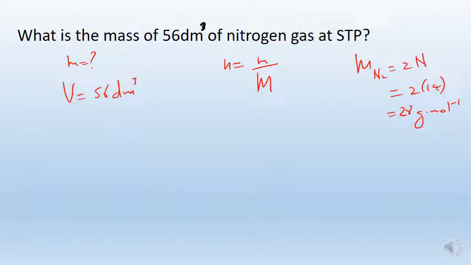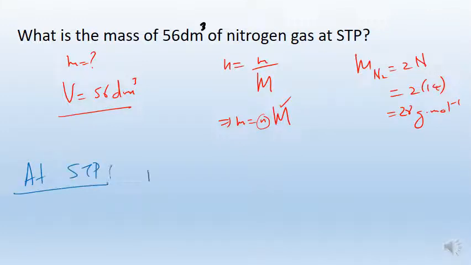So if you look at the formula, we want the mass. Here the mass is number of moles times the molecular mass. So what we have is the molecular mass, but we don't have the number of moles. Strangely enough, we have the volume. So if you think about this very carefully, at STP, what do we know? 1 mole of any gas occupies a volume of 22,4 decimeter cubed. But we've got 56 decimeter cubed. So X moles occupies 56 decimeter cubed.